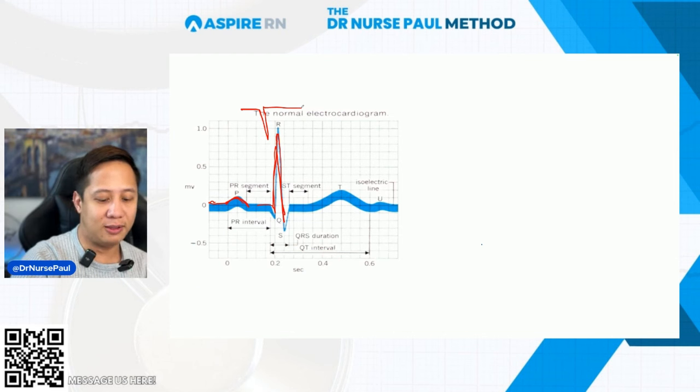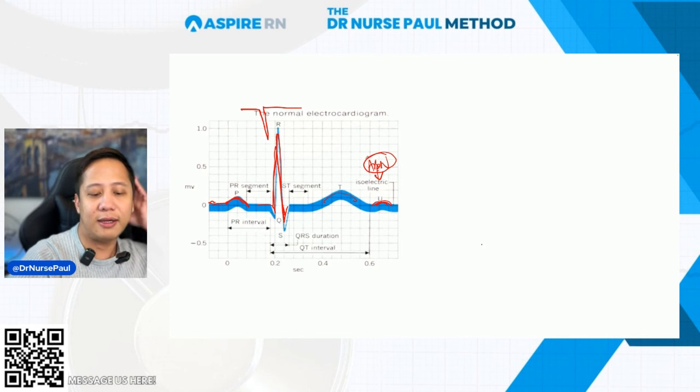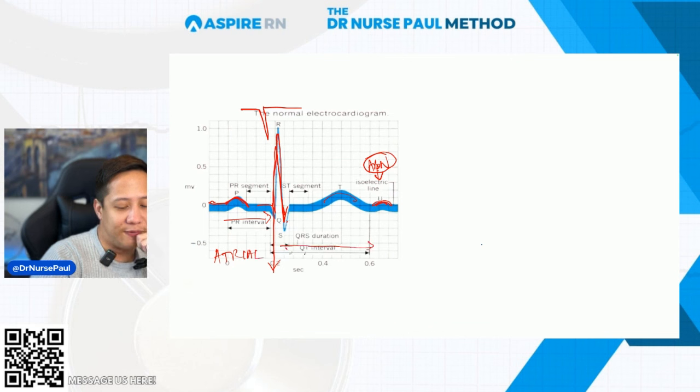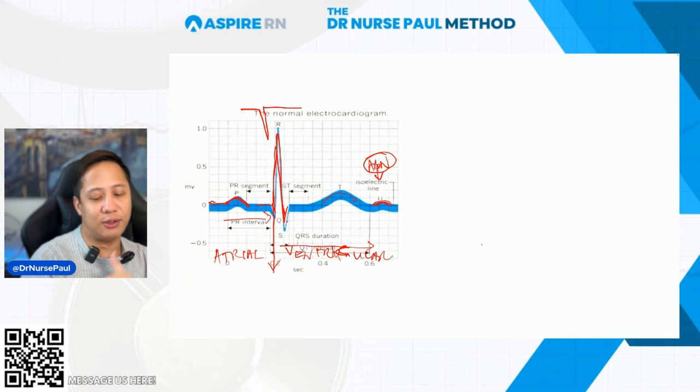But QRS, we bundle them together, the T wave, and abnormally the U wave. U wave is abnormal, we're going to talk about that later. So we have the P, Q, R, S, T. The P to R, until the first of Q, is called the atrial phase. From Q to T is called the ventricular phase. That is easy to remember.